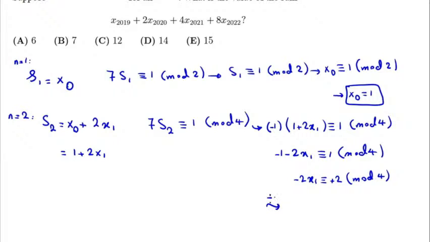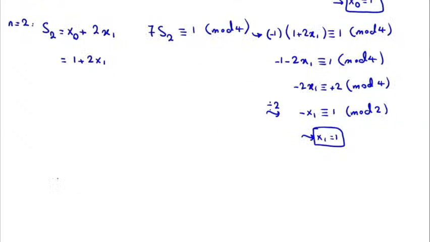Then, because 4 is a multiple of 2, we should divide by the GCD of 2 and 4, which is 2. It is an important rule in modular arithmetic. If you don't know, feel free to send a message to my WhatsApp number in the description and comments. Okay, mod 2. So x1 can only be 0 or 1, so x1 has to be 1.